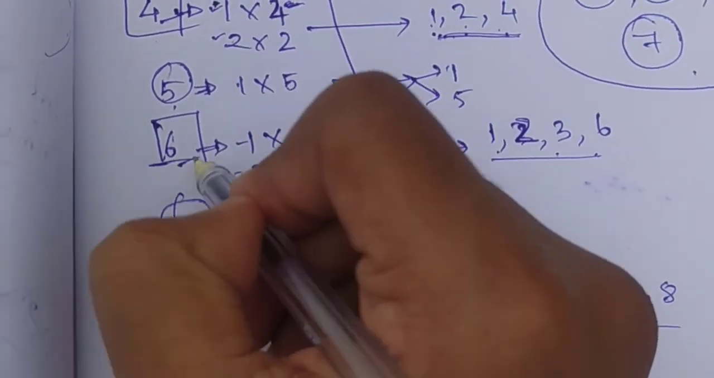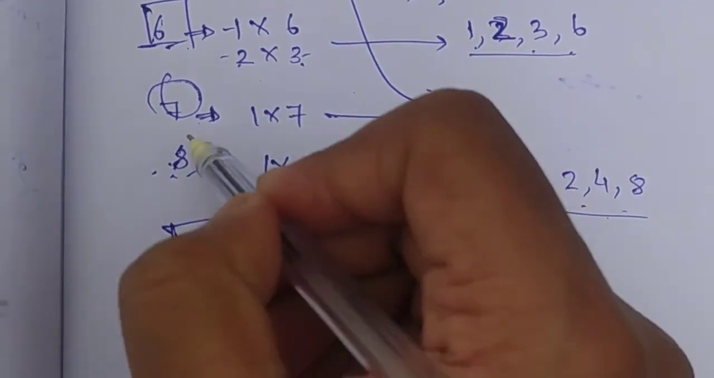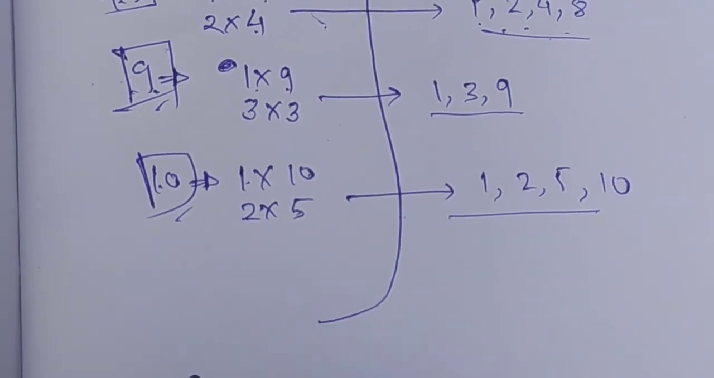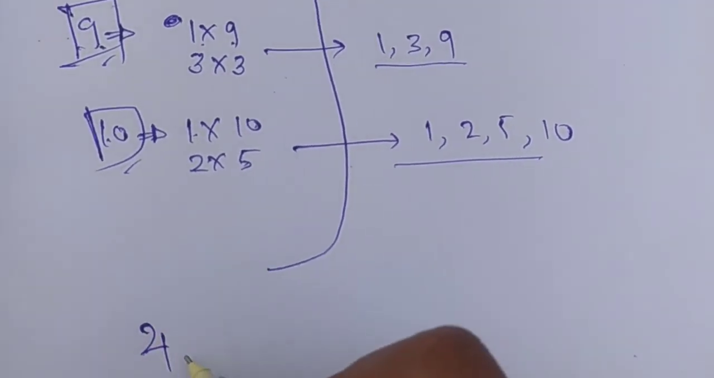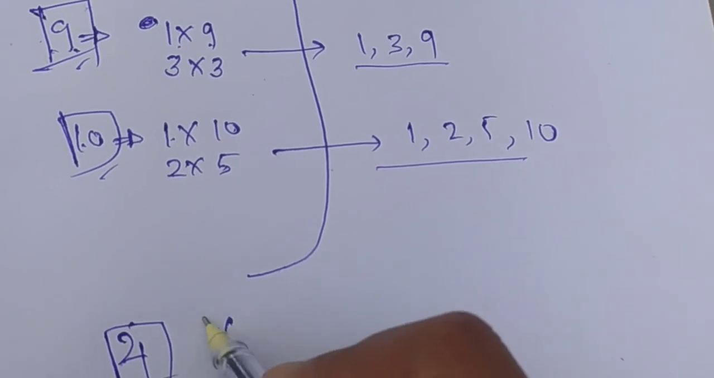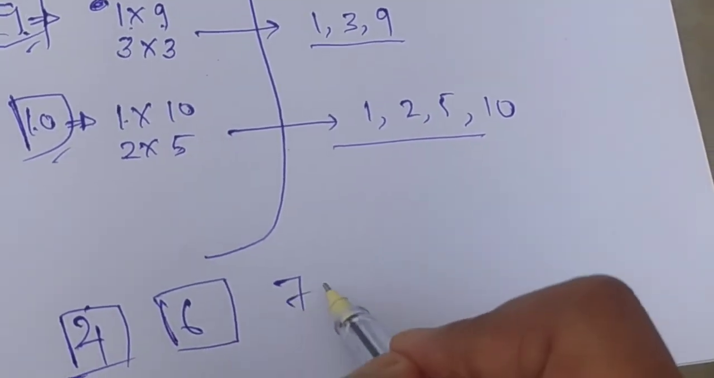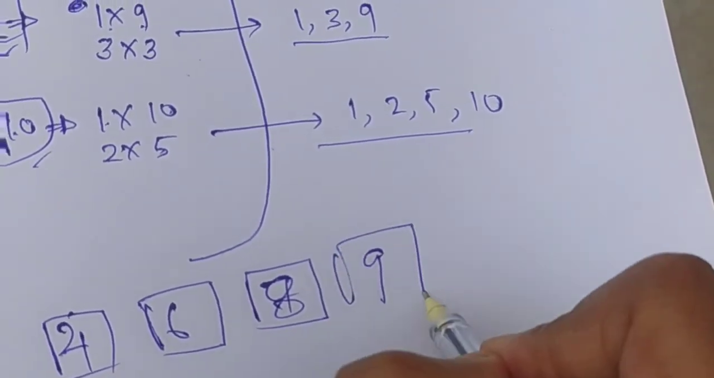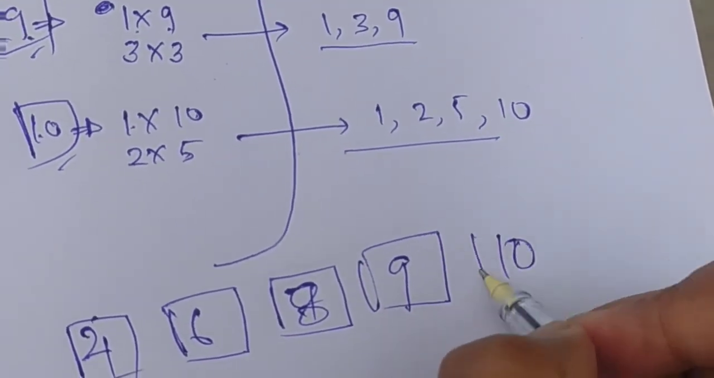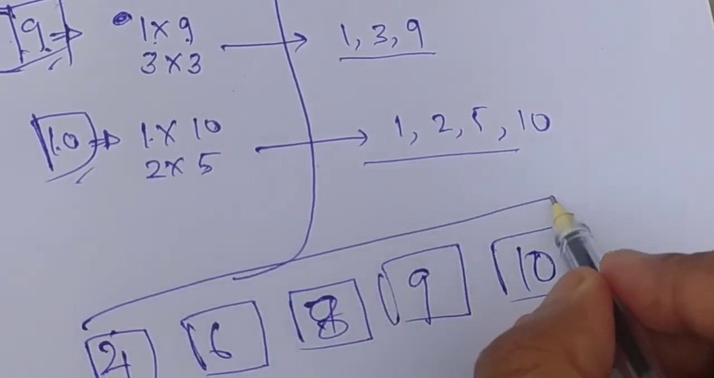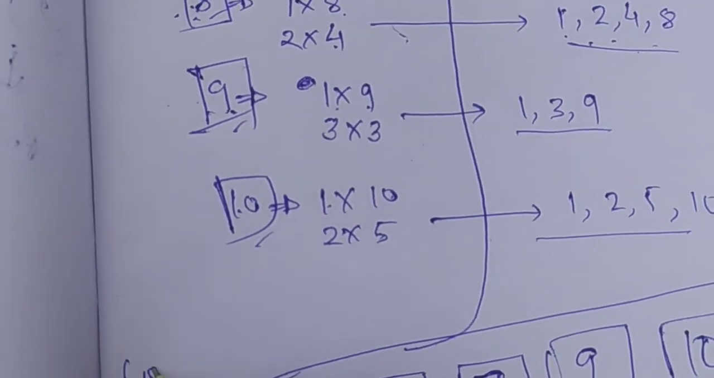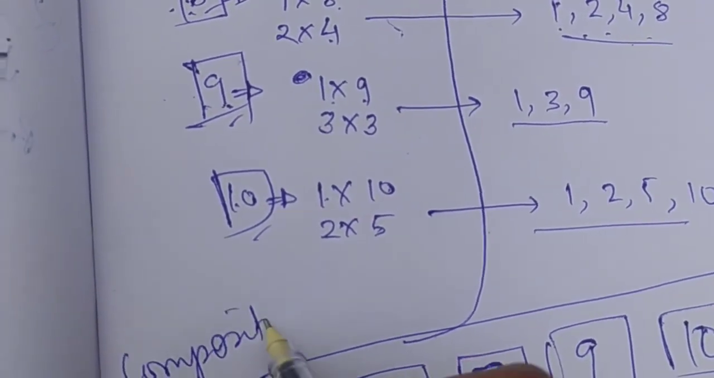And these, 4, 6, 8, 9, 10, are all composite numbers. They are all composite numbers.